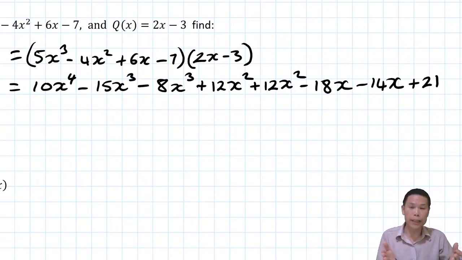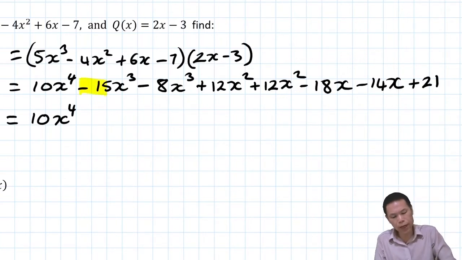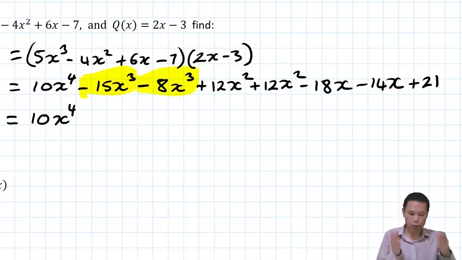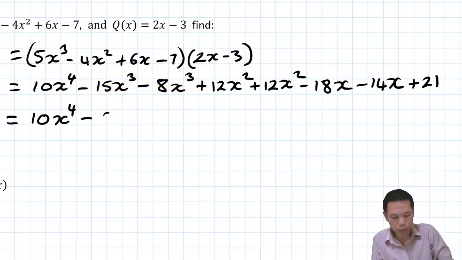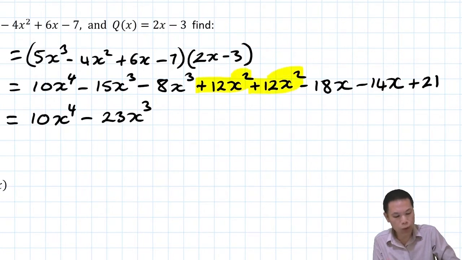Now we just collect like terms. The 10x to the power 4, there are no like terms, so we just write that down. That will give me 10x to the power 4. And then we have negative 15x to the power 3 and negative 8x to the power 3. So 15 plus 8 is 23. So negative 23x to the power 3. Then we have 12x squared plus 12x squared, which is 24x squared.